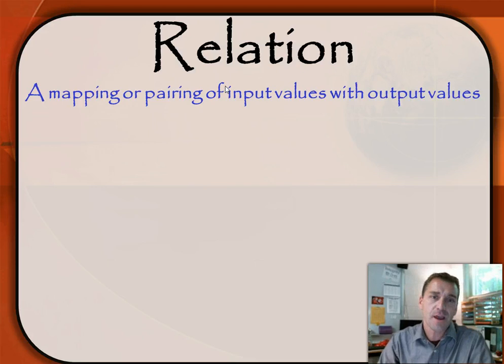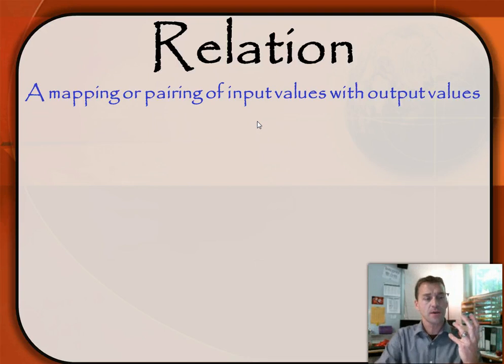So here's what you need to write into your graphic organizer for the definition. Our definition of a relation is a mapping or pairing of input values with what we're going to call output values. So that's just a generic relation. Take one thing, do something with it, which we don't even know what it is sometimes, doesn't matter. It's going to output something else.